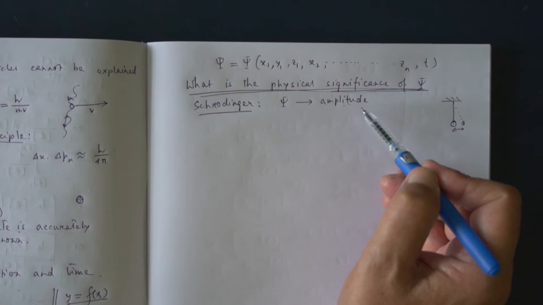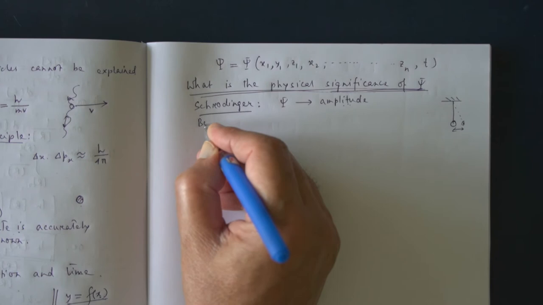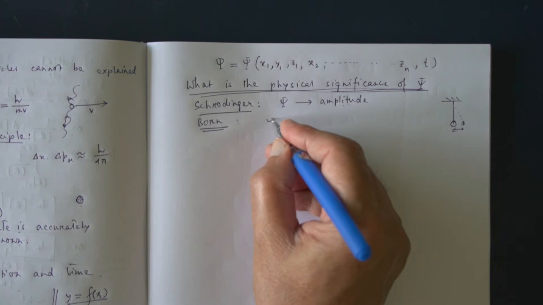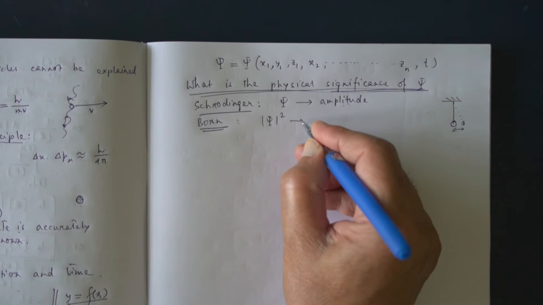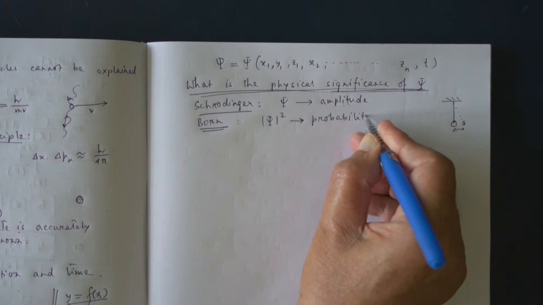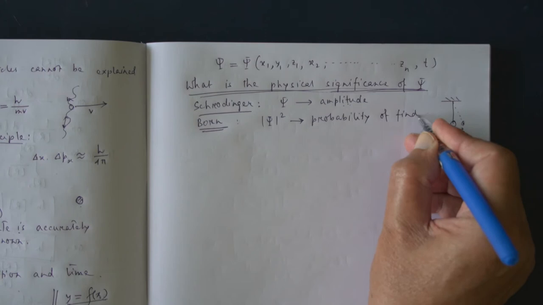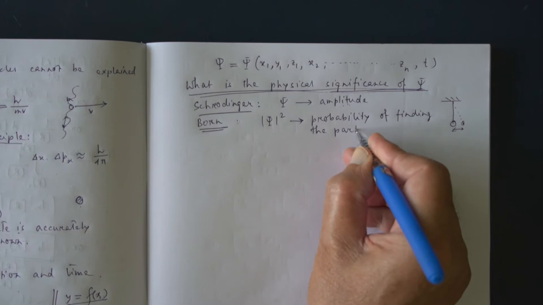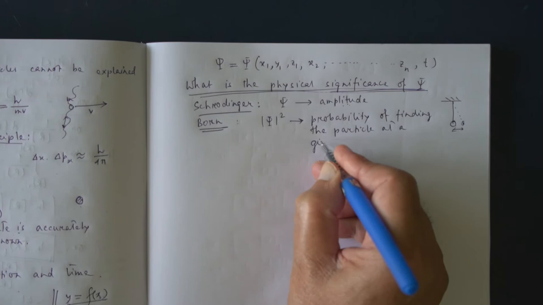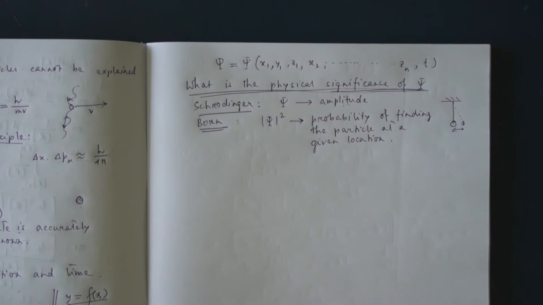Next, Max Born gave another interpretation. According to Born, psi square gives the probability of finding the particle at a given location.